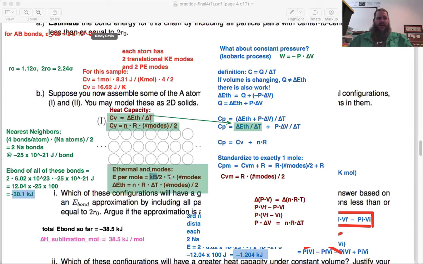it up from there. We ended up with delta thermal energy can be written as nR delta T times number of modes over 2. And then if you divide that by delta temperature, you're left with just n times R times number of modes over 2. Then if you standardize that to exactly 1 mole, you just get 1 times R times number of modes over 2. So that's the constant volume molar heat capacity. Any other questions on that?